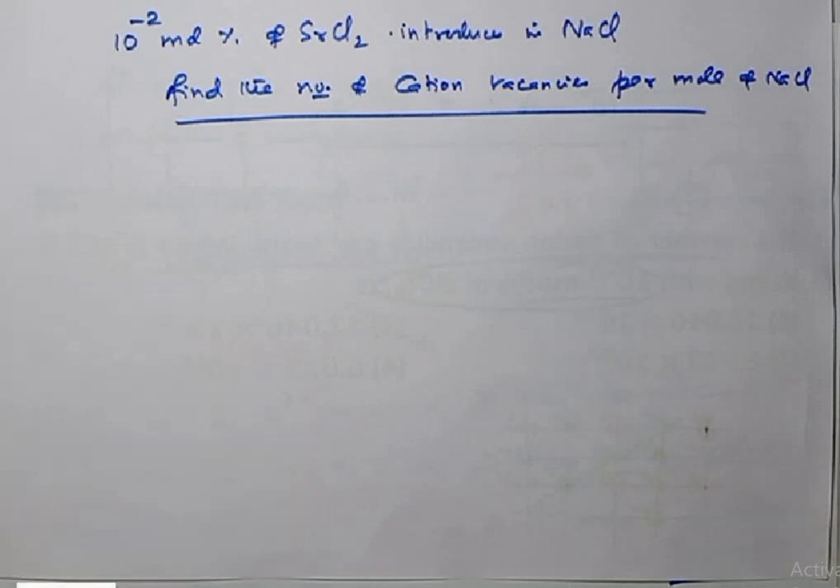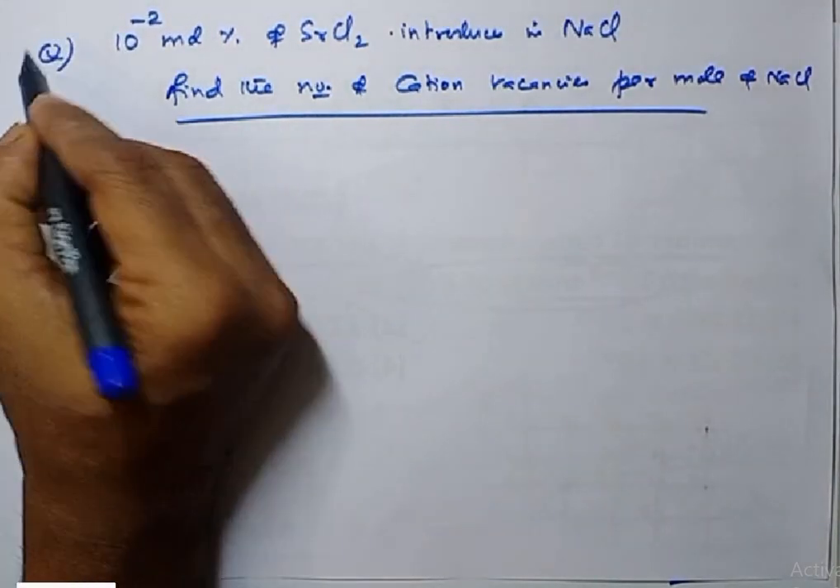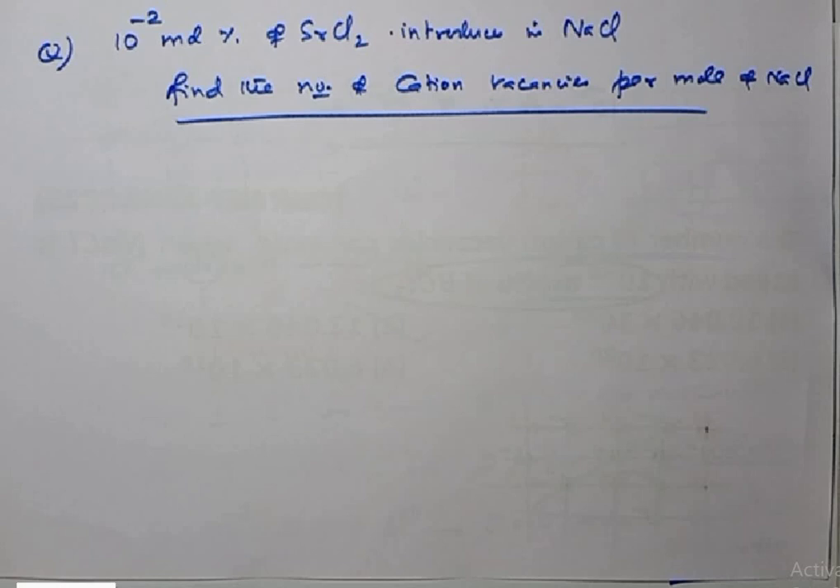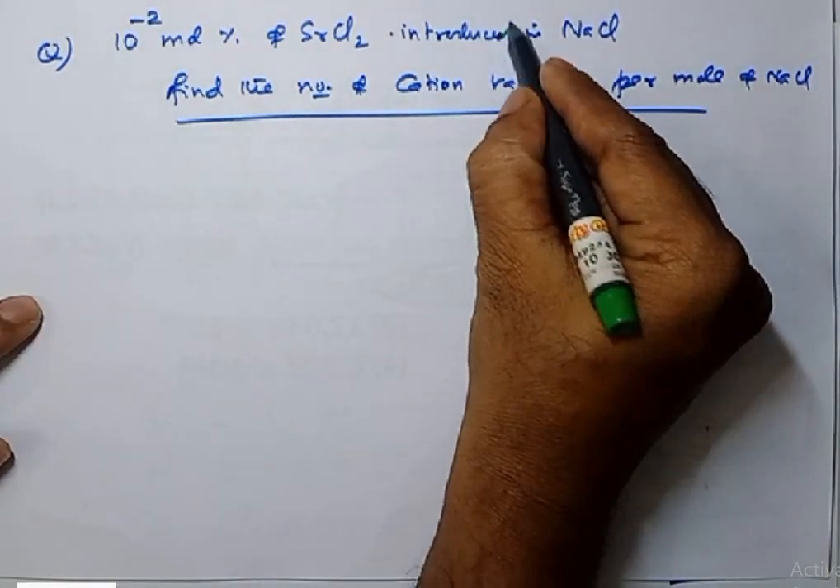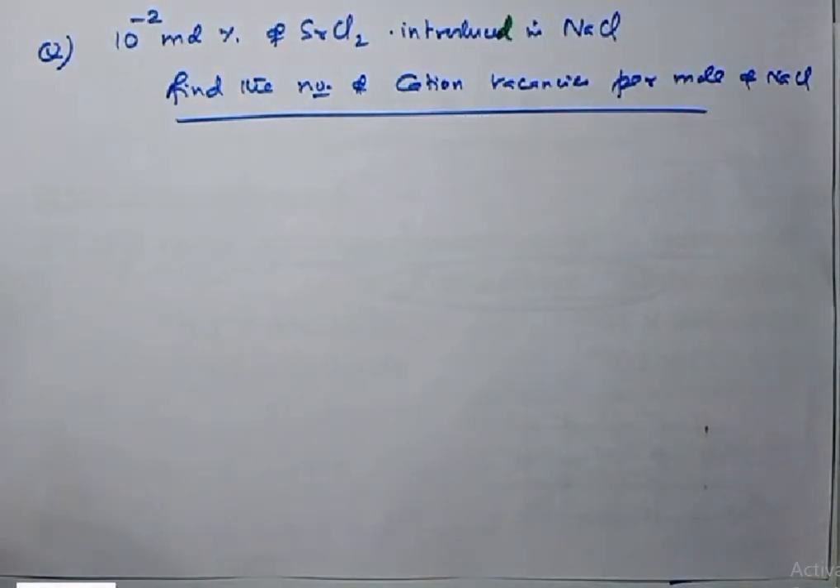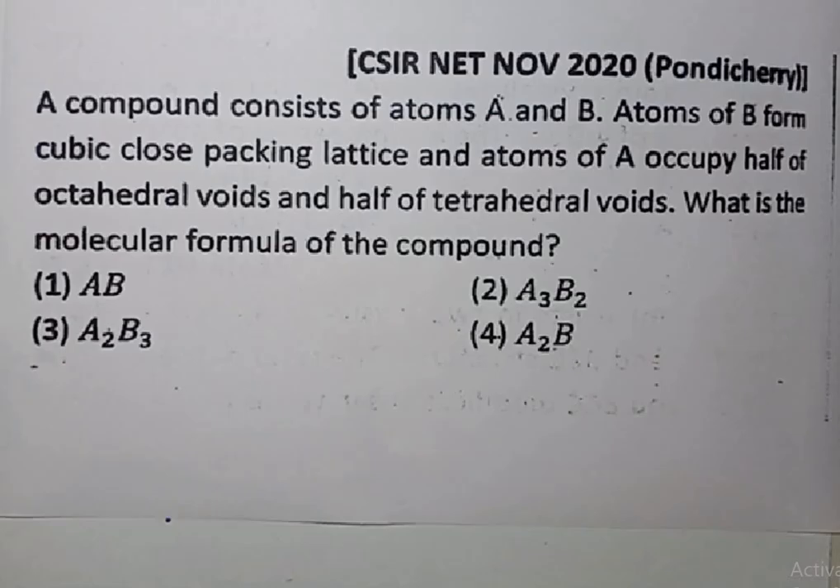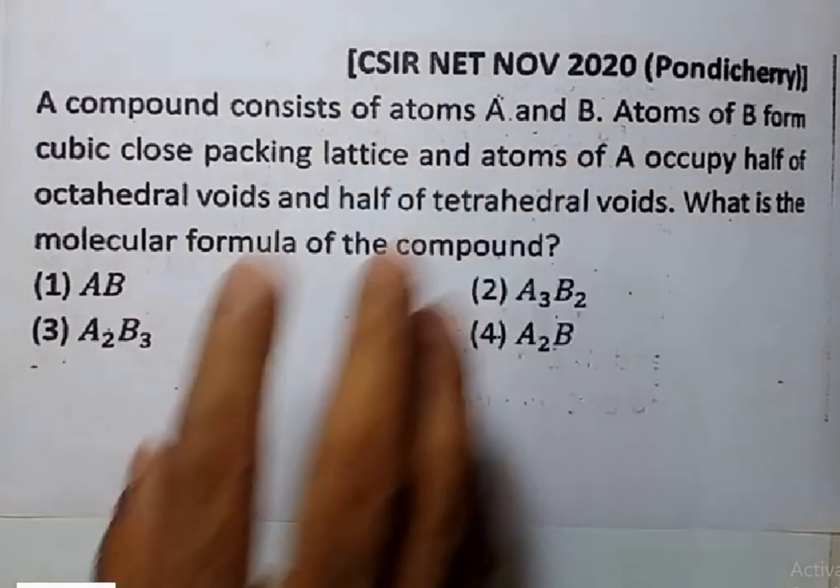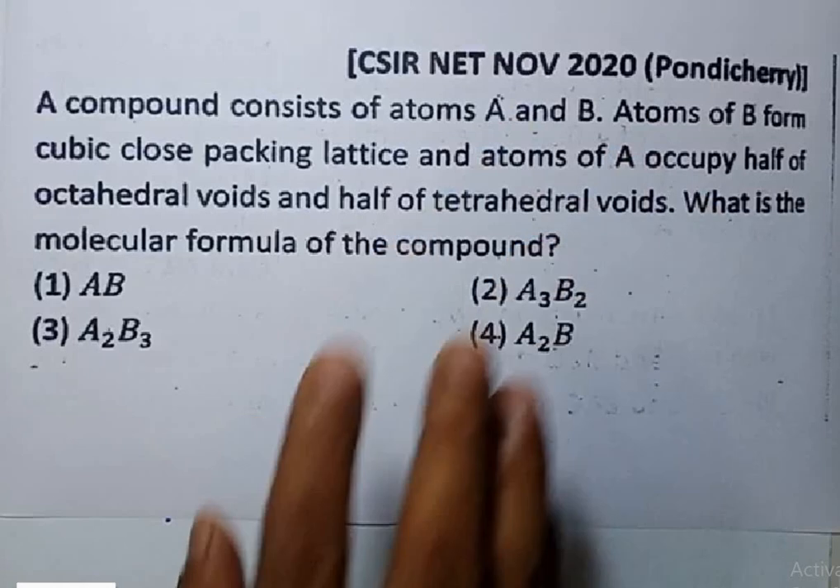Here, I am giving you a similar question just for practice. 10 power minus 2 mole percentage of strontium chloride is introduced in sodium chloride. Find the number of cation vacancies per mole of sodium chloride. So this question appeared in 2020 November, the special question paper for Pondicherry.